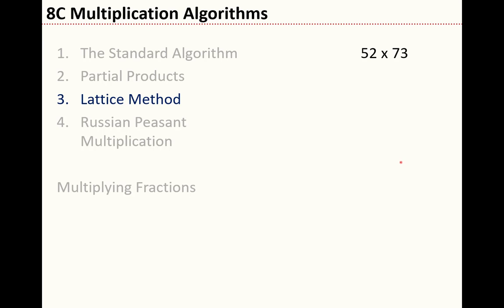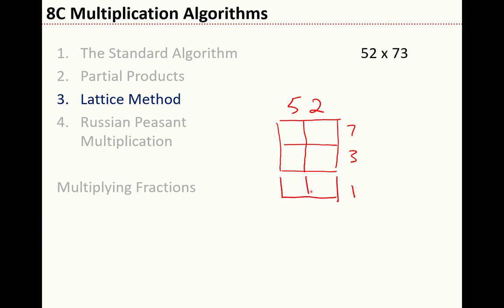The lattice method. This is a cool method. Some people do learn this in elementary school. Many people have never seen it before. We set up our product, 52, but instead of putting 73 below it, I make a box, and I'm going to make it too high to fit my 73. If I was multiplying by 731, I'd make my box a little bit longer and just multiply it this way, but I only have 73.